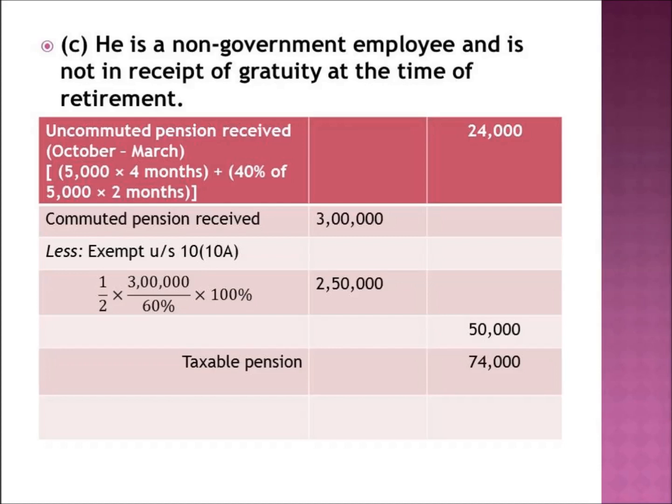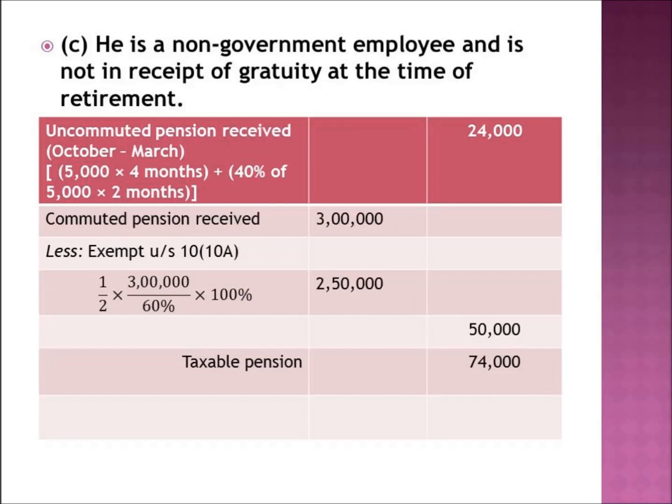And when we multiply this amount by 1 by 2, we get our exemption, that is 2,50,000. Because the full value, that is the 100% value of the commuted pension is 5 lakh, so the exemption will be half of 5 lakh, that is 2,50,000. So 3 lakh less exemption under section 10(10A), that is 2,50,000. The remaining is only 50,000.